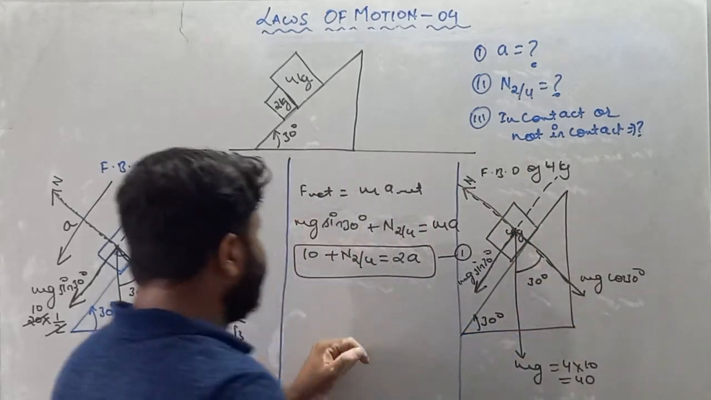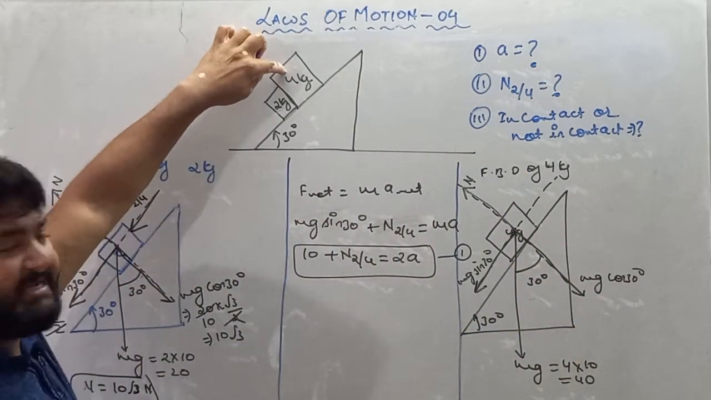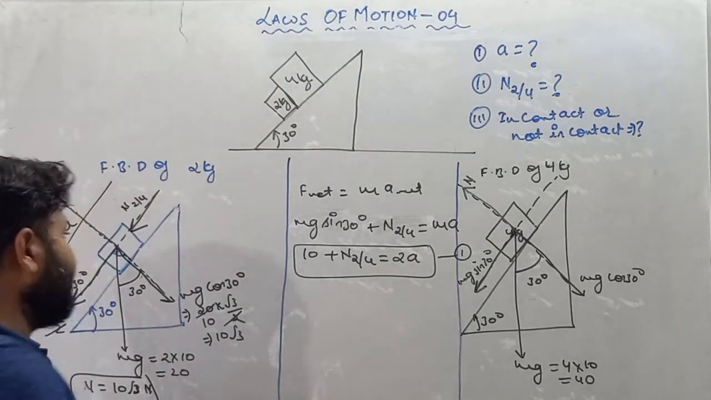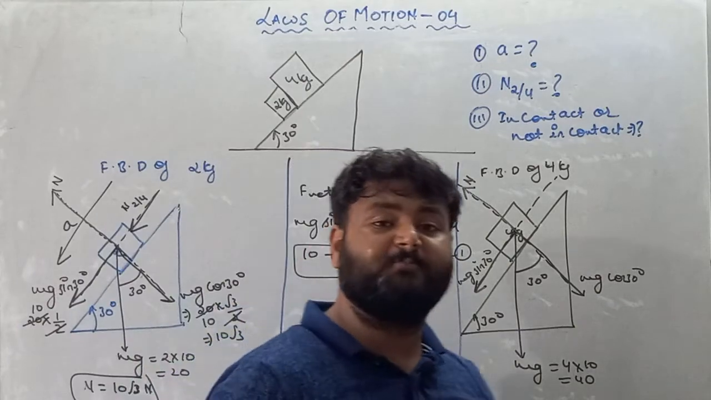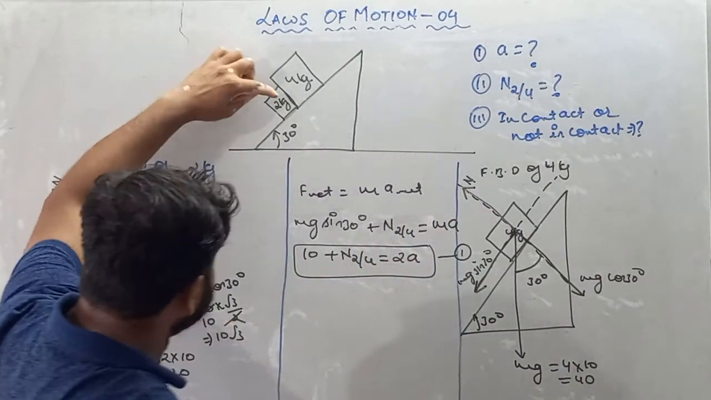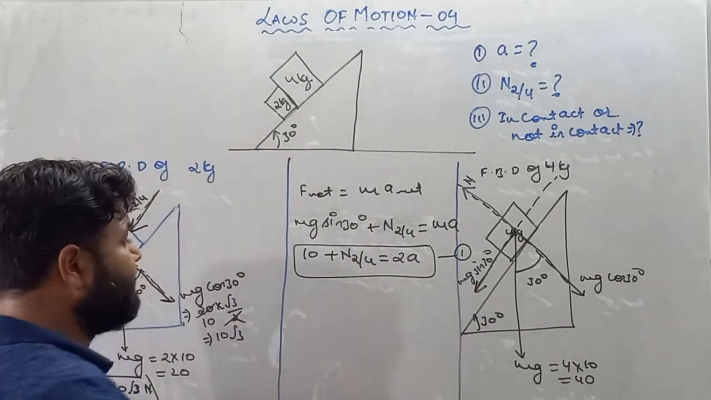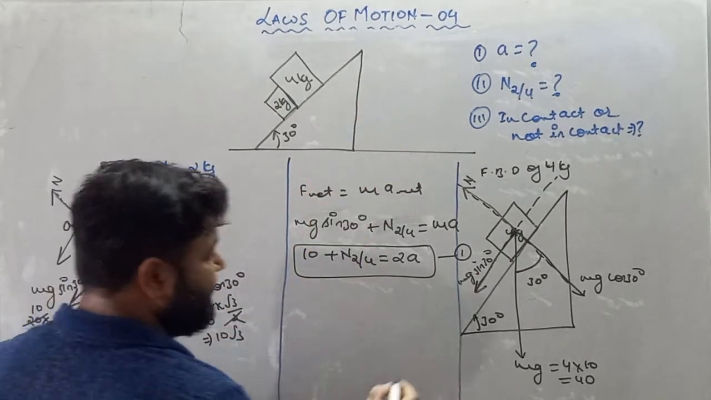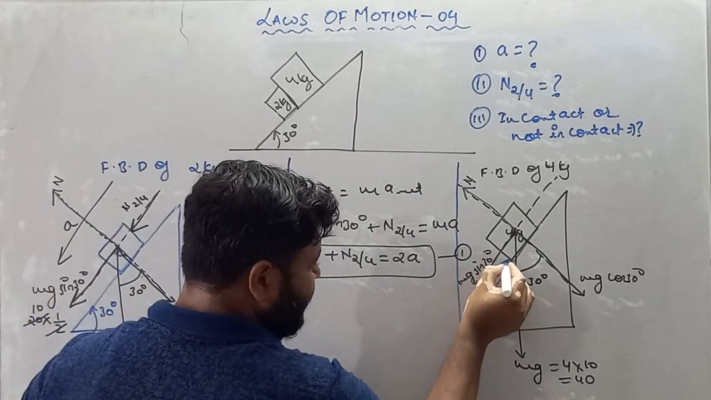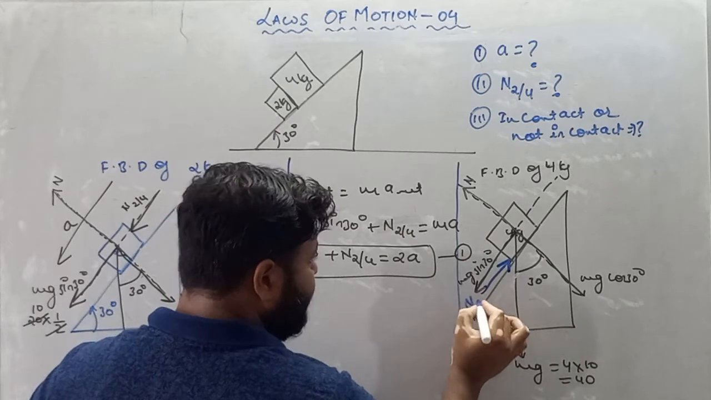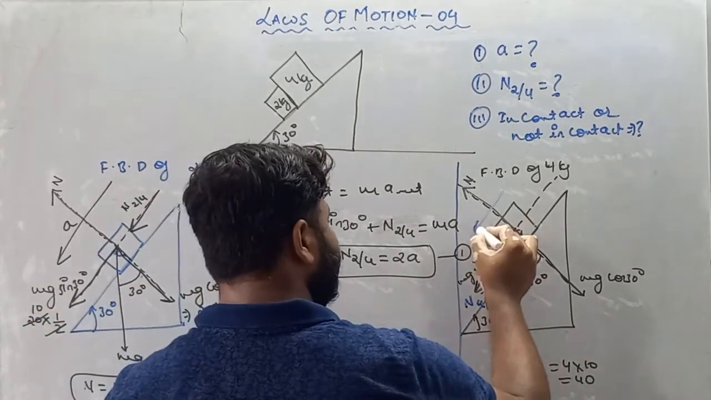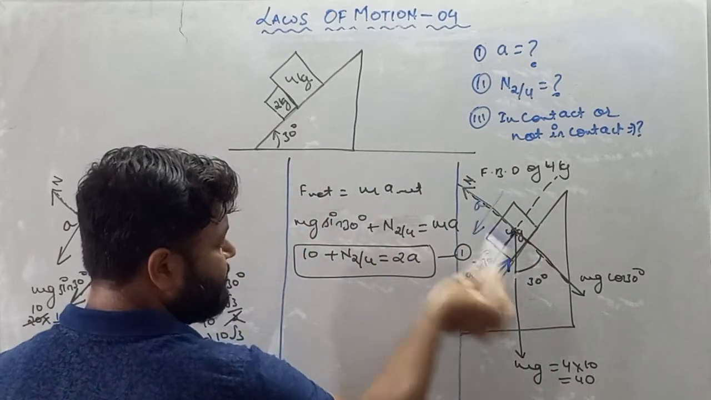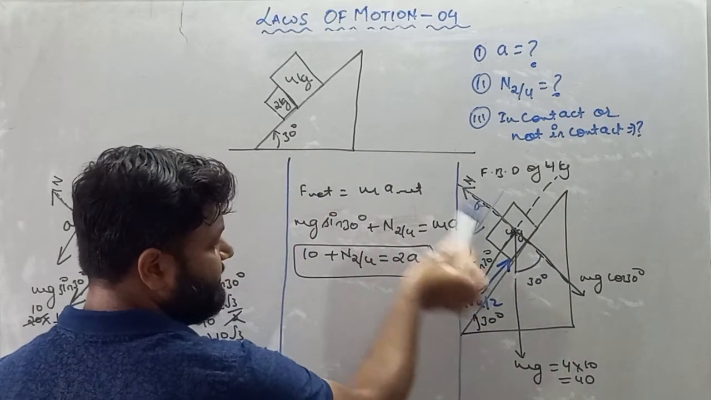And see, my dear student, this 4 kg block applies normal on the 2 kg block in this direction. By action and reaction, the 2 kg block also applies normal on the 4 kg block, but opposite in direction. So in this direction is the normal on 4 due to 2. Now see, acceleration must be in this direction.